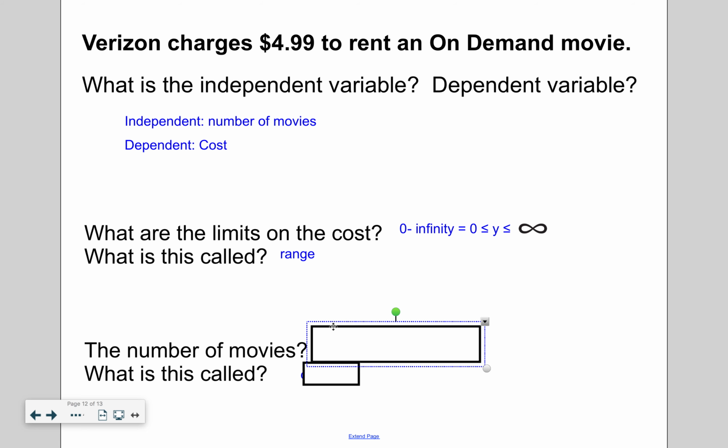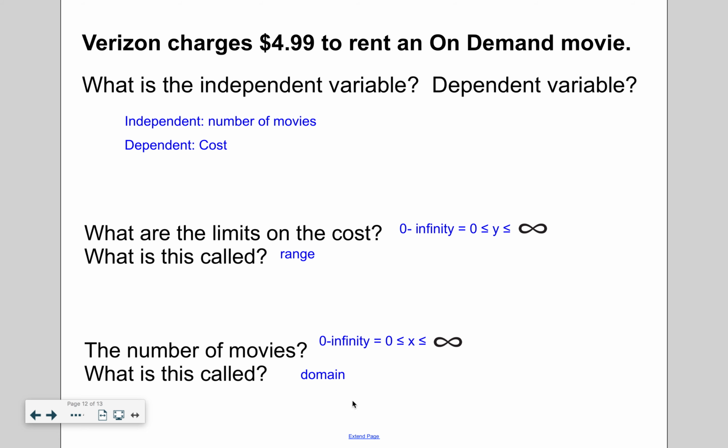The number of movies in a similar way, well, I could rent no movies, but what's my highest amount of movies I can rent? Infinity. I could rent movies all day long. I could rent infinite movies. And this is called the domain. So this is available as you start to work on different problems. Come back to this, fast forward, rewind to get to things that you're not sure about.